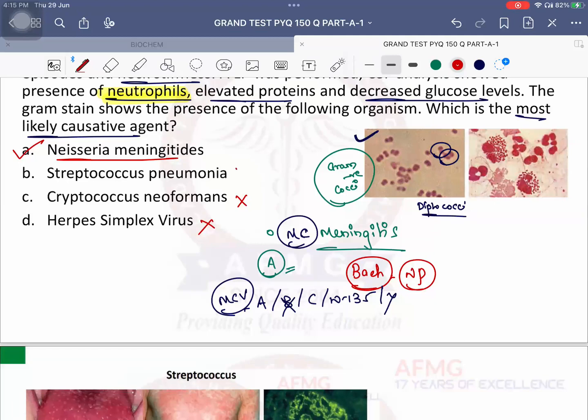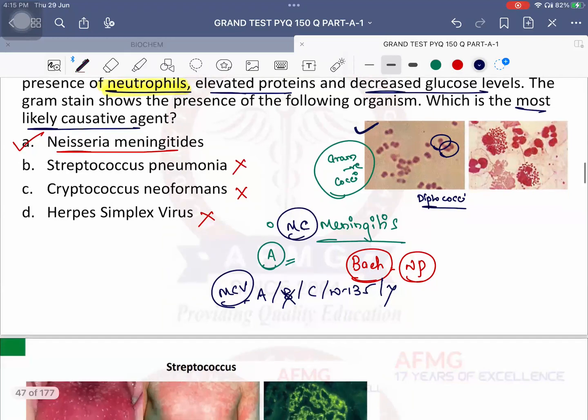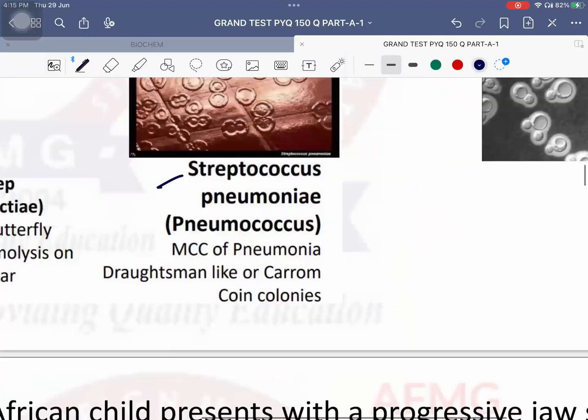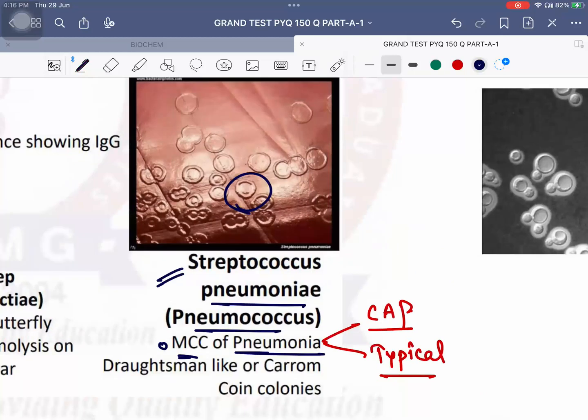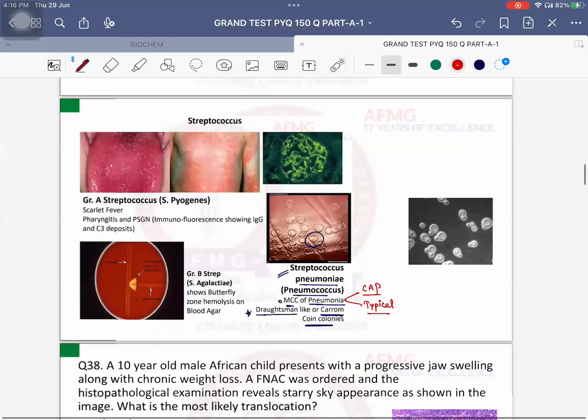Important is Streptococcus pneumoniae or pneumococcus. It is the most common cause of pneumonia. Which type of pneumonia? Community acquired pneumonia. Typical or atypical? Typical pneumonia. Lobar pneumonia. सबकी most common cause is usually strep pneumonia itself. It shows which kind of colonies? क्या दिख रहा है? Drumstick or carom coin-like colonies. Previous year question. Carom coin-like colonies are seen in. Answer is straight away Streptococcus pneumoniae, also known as pneumococcus. ठीक है? No issues with this.